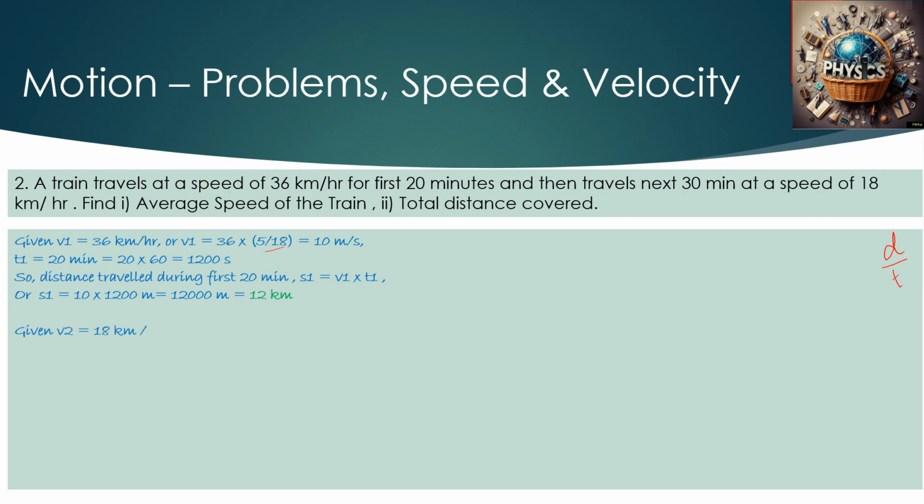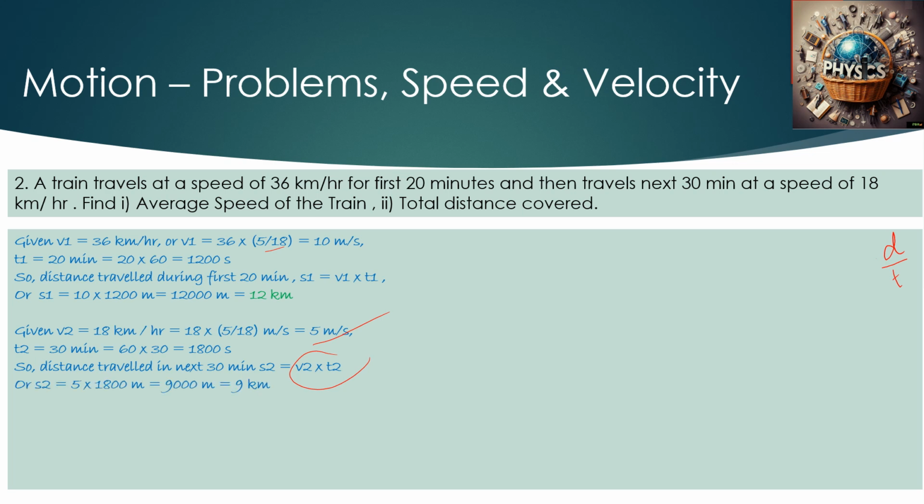And then we try the same thing for the second interval, which is again 30 minutes. 30 into 60 is 1800 seconds. 18 kilometers per hour is 18 into 5 by 18, which gives you 5 meters per second. So with that, we can find the value of s2, which will be v2 into t2, right? And with this, we'll be able to get the distance covered in the second interval during that time period t2.